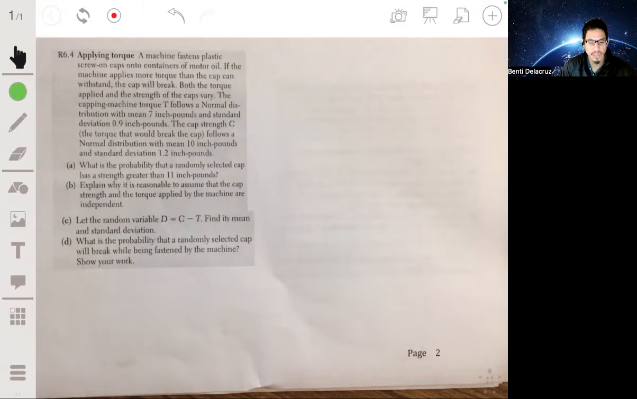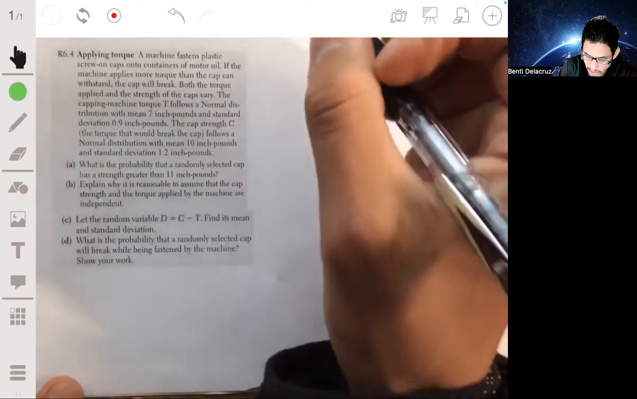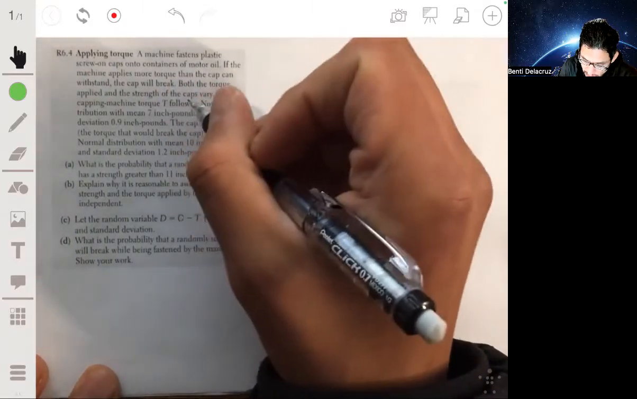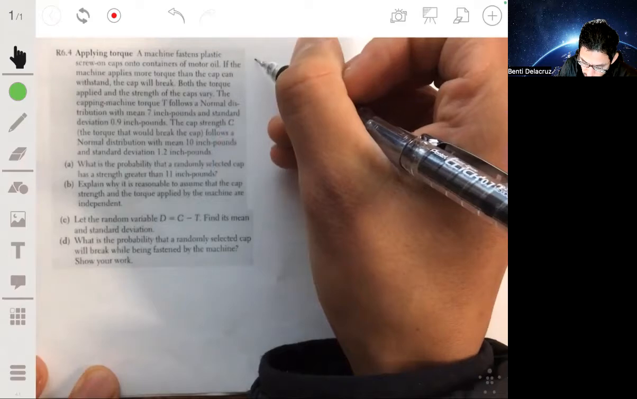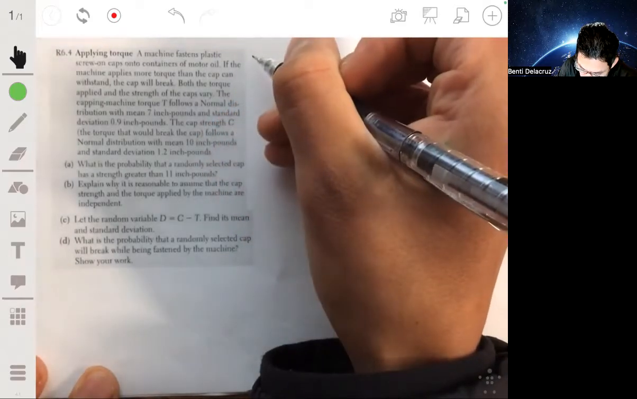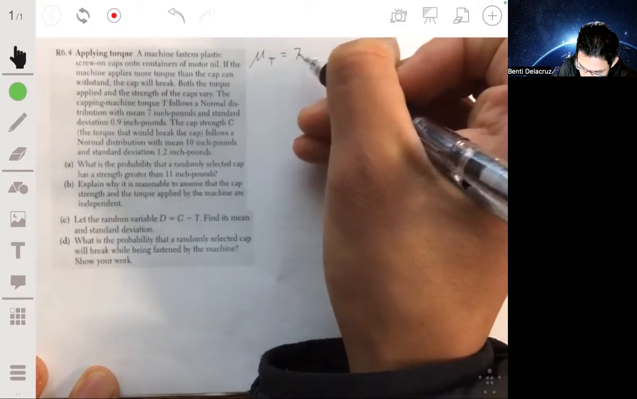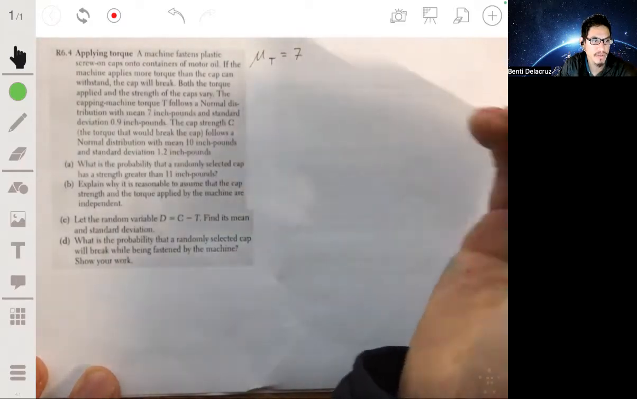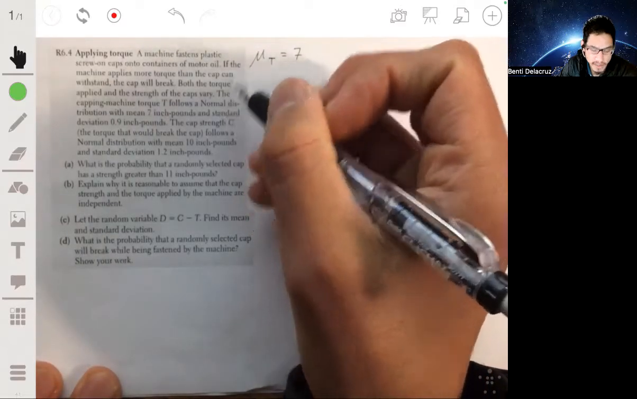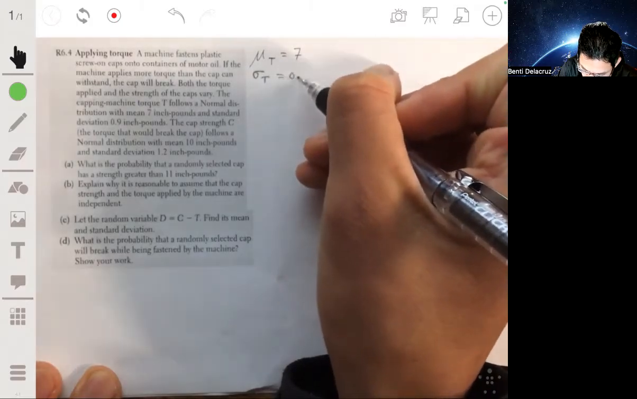All right, well, it seems like a lot, but it's really not too bad. Let's first define our variables so we know what we got. Here we have that the capping machine has a normal distribution, and the mean of T is 7 inch-pounds, so we'll say 7. So the mean torque of the machine. And then the standard deviation of the torque, the standard deviation of T, is 0.9.